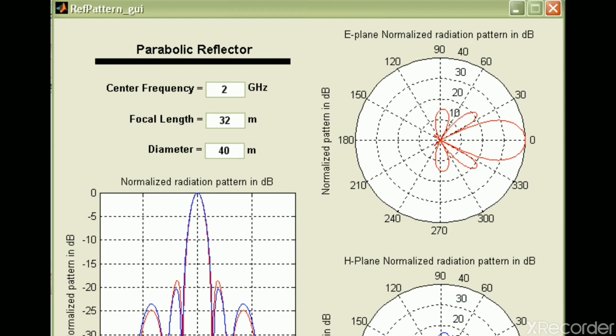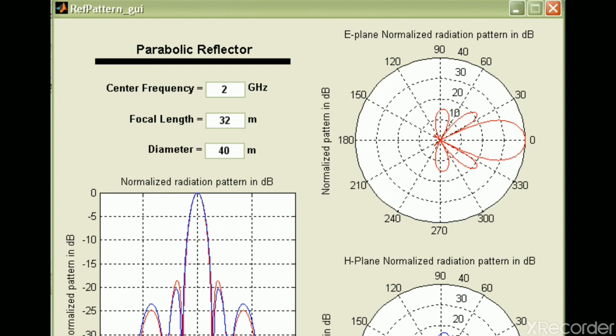So we can see for the E plane normalized radiation pattern, the beam is highly directive because of the principle on which the parabolic reflector works, that is, the waves reflecting from the reflector and traveling in space have a planar wavefront as compared to other types of reflectors. Due to this planar wavefront, it has more directivity as compared to other reflectors, because some other reflectors have a spherical wavefront in the transmission.